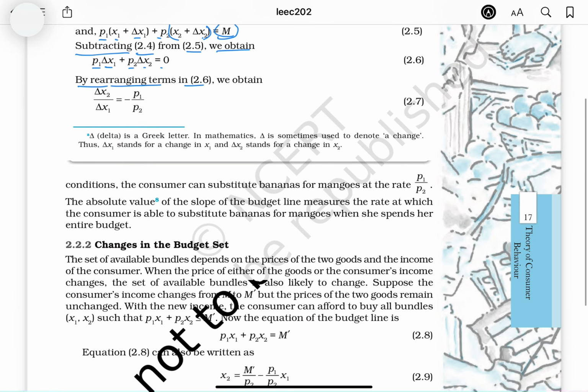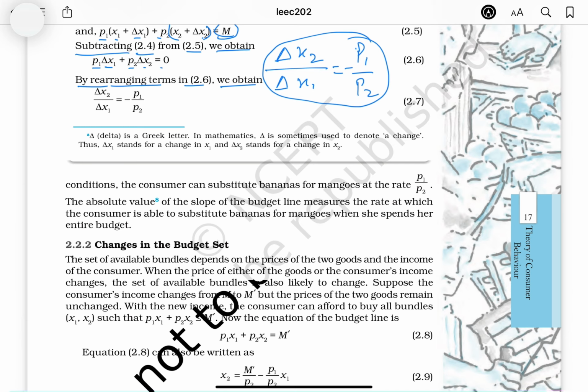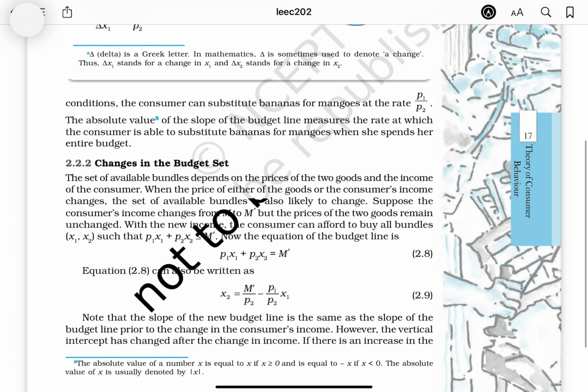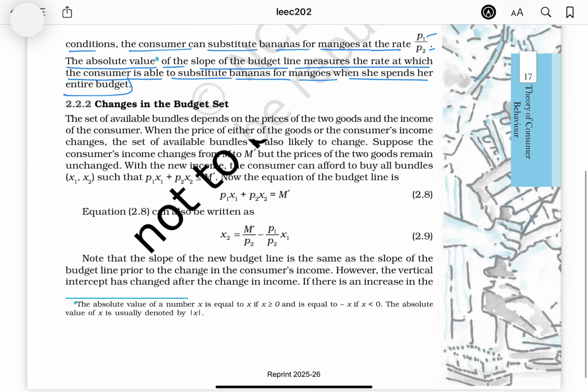By rearranging terms in 2.6 we obtain delta x2 upon delta x1 is equal to minus p1 divided by p2. Conditions: the consumer can substitute bananas for mangoes at the rate p1 by p2. The absolute value of the slope of the budget line measures the rate at which the consumer is able to substitute bananas for mangoes when she spends her entire budget.